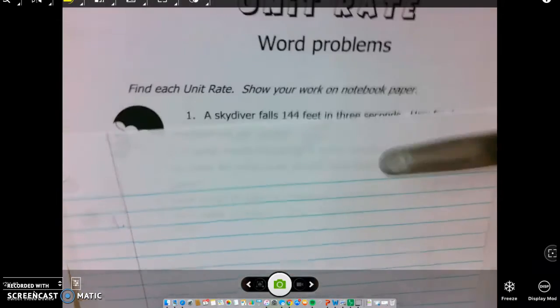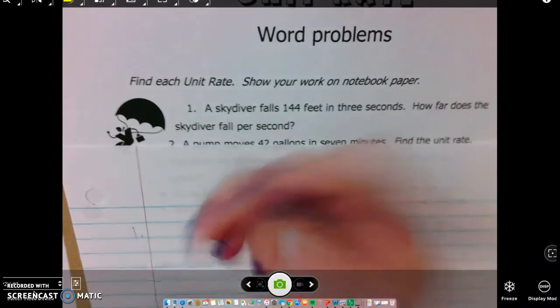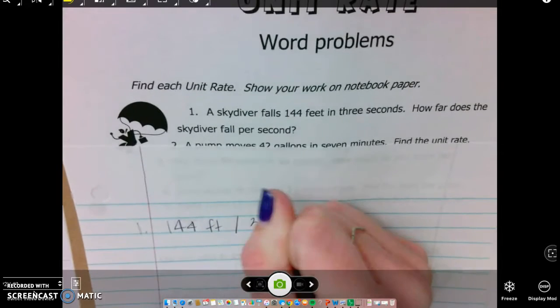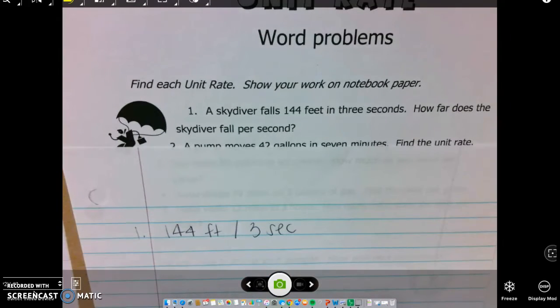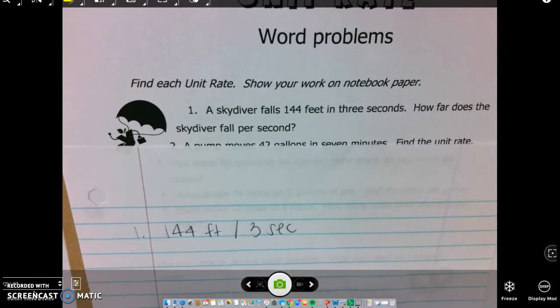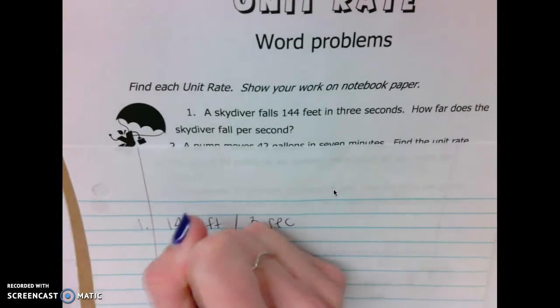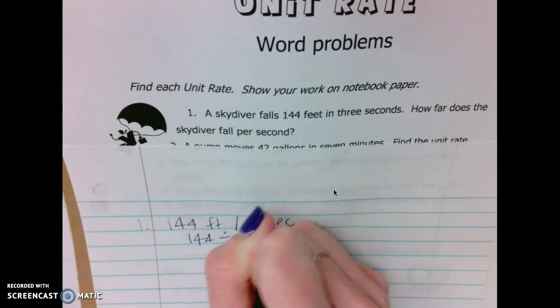Skydiver falls 144 feet in 3 seconds. That's his rate that we know right now. And I want to find the unit rate, so I want to find out how far he falls in 1 second. So I'm going to do 144 divided by 3.